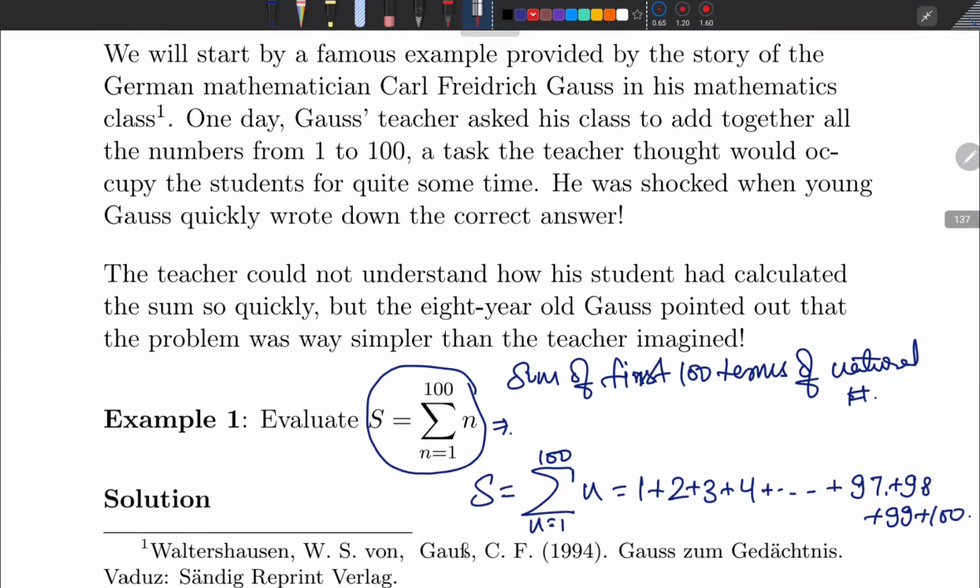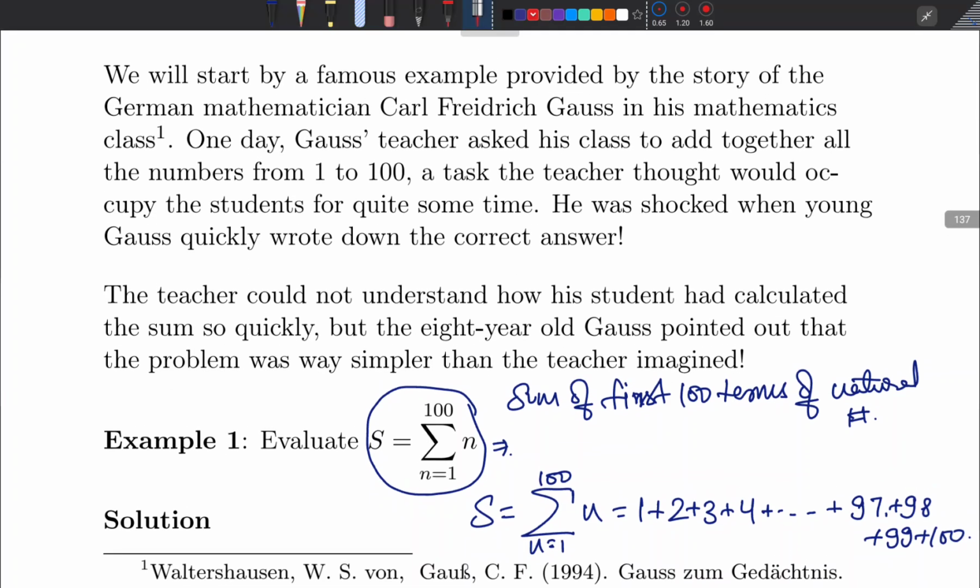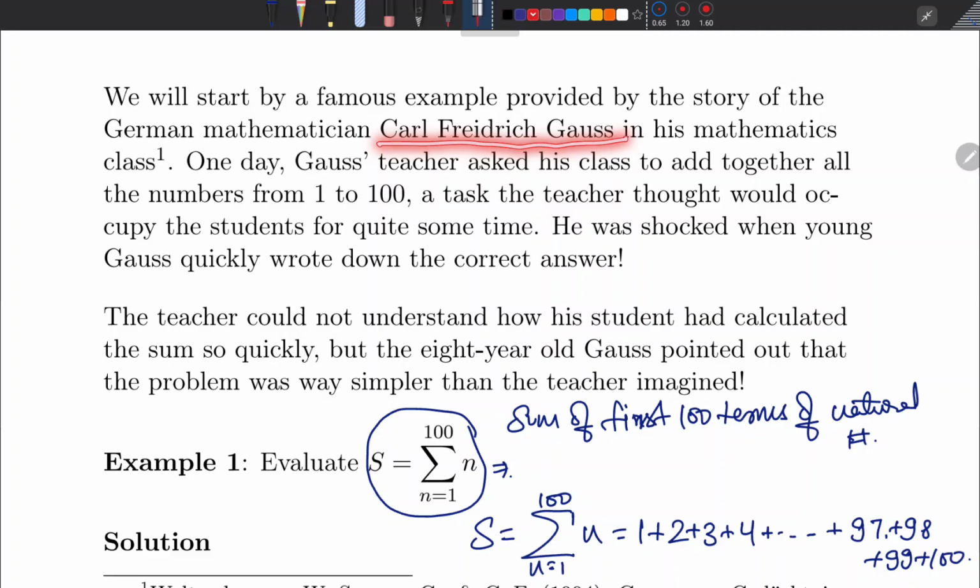Let's read this out to get to know how a great mathematician did it. I don't want to just say great; I would like to call him the prince of mathematicians. I'm not the first to say that, but a lot of mathematicians considered him the prince of mathematicians, and that is Carl Friedrich Gauss. We will start with a famous example provided by the story of the German mathematician Carl Friedrich Gauss in his mathematics class. One day, Gauss' teacher asked his class to add together all the numbers from 1 to 100, a task the teacher thought would occupy the students for quite some time.